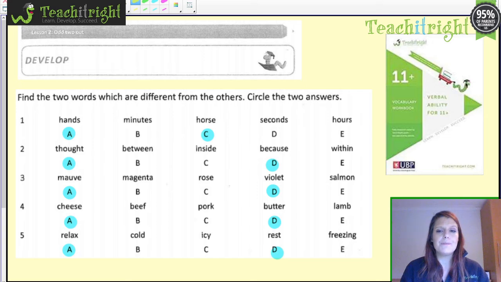Number 3, mauve and violet are odd, and they are linked to each other because they're shades of purple, whereas the others are shades of pink. Number 4, again, these should be fairly self-explanatory for you. Cheese and butter are dairy products as opposed to meat. And number 5, relax and rest have no bearing on the temperature.